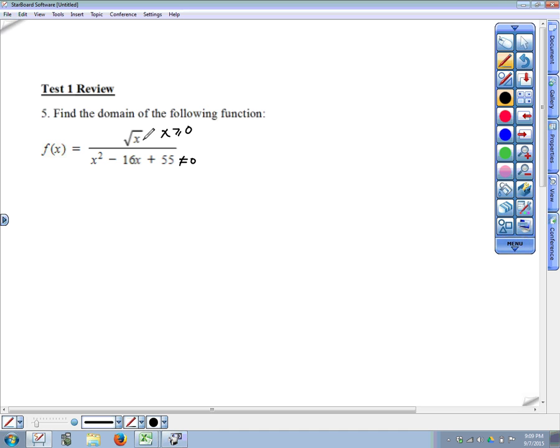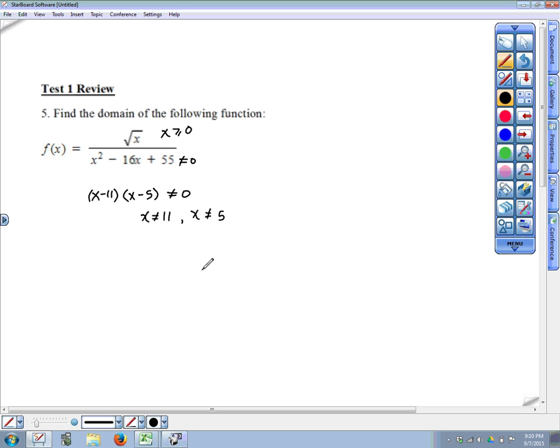So, got to figure out how both of these fit together. Now, the top part is pretty much done. x has to be greater than or equal to 0 in order for this to work, the numerator. But what about the denominator? x squared minus 16x plus 55. We're going to have to factor that. So two numbers that multiply to positive 55 that add to negative 16. That's going to be negative 11 and negative 5. So it's x minus 11 multiplied by x minus 5. So x cannot equal positive 11, and x cannot equal positive 5.